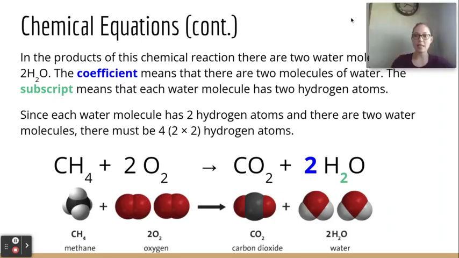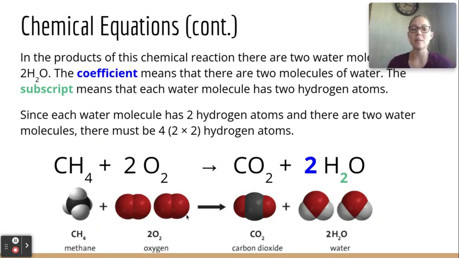So this is what it looks like for the methane example that we just saw. The coefficient in front of the oxygen, or in front of the water molecule, tells us how many molecules there are in this chemical reaction. So we have 1 methane molecule. If you never see a coefficient, that tells you that it's 1. If you do see a coefficient, that tells you how many there are. So we have 2 oxygen molecules and 2 water molecules.